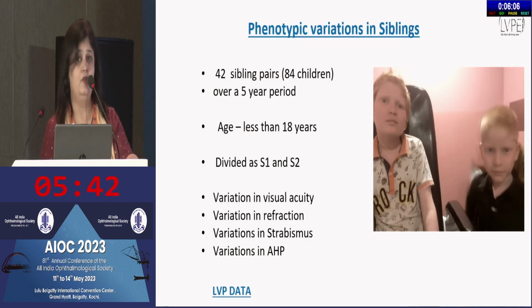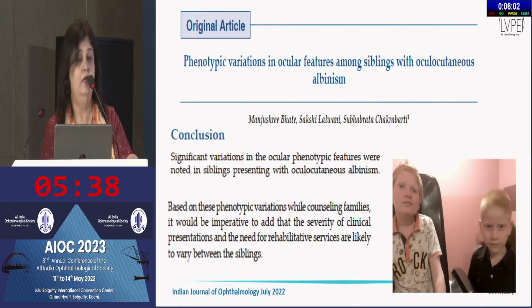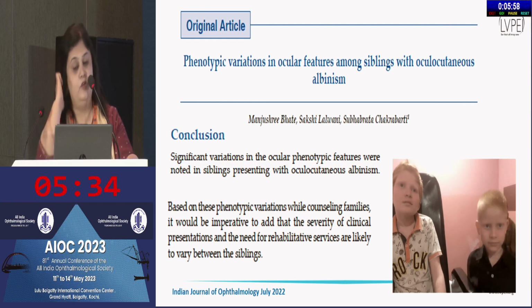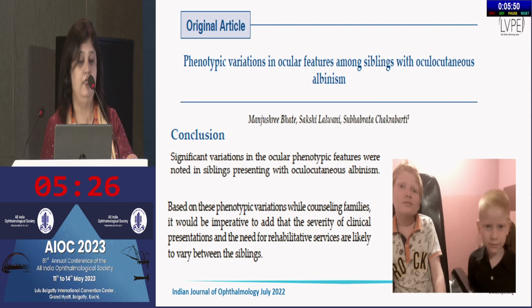So we also looked at some phenotypic variations in siblings who present with albinism. This was one of our articles wherein we looked at the strabismus, the abnormal head posture, the refraction and the vision. And there is a wide variation which we noted in siblings who have oculocutaneous albinism.